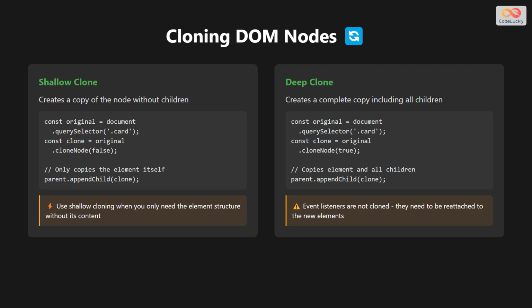A deep clone creates a complete copy of the node, including all of its child nodes. You can make a deep copy by calling cloneNode with an argument value of true. Keep in mind that event listeners are not cloned during cloning. You need to reattach these listeners to the new elements.